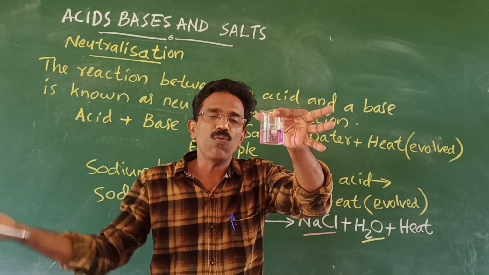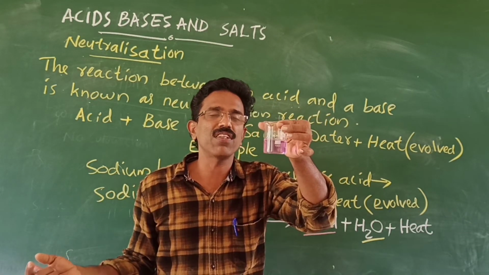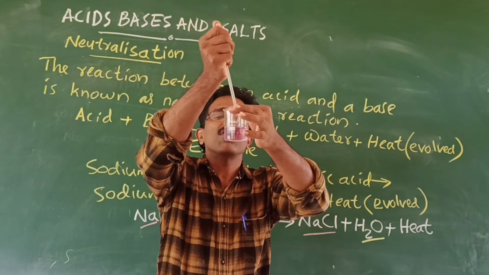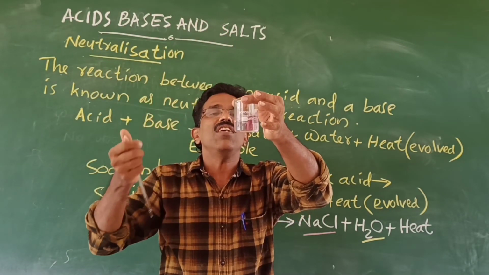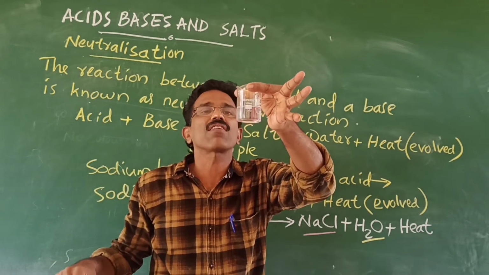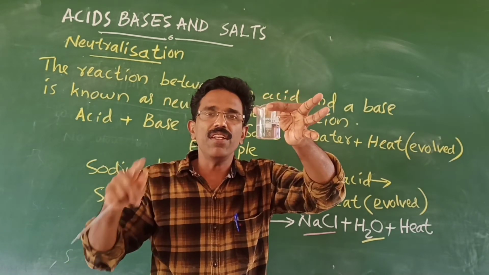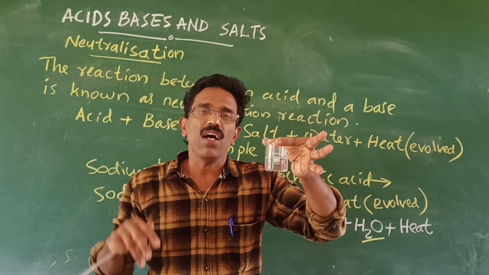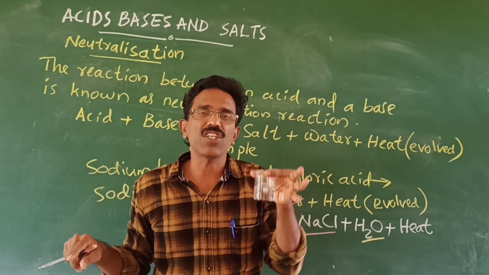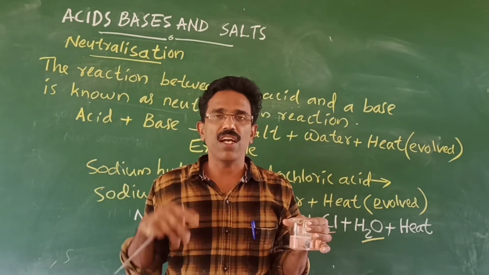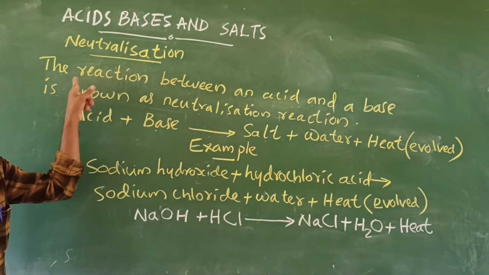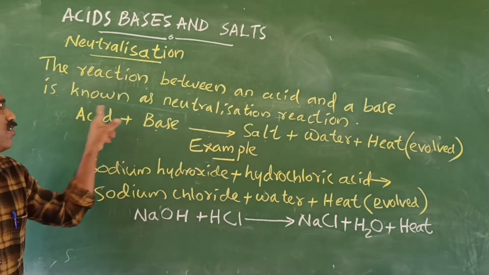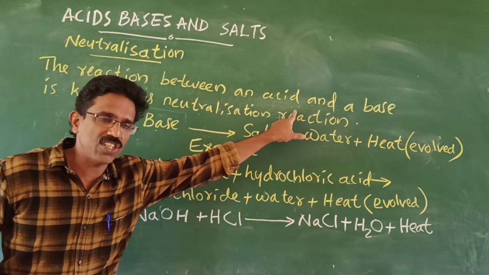Let us add one more drop of hydrochloric acid into it. See, the solution again becomes colorless. Why? Again, the effect of sodium hydroxide is neutralized by hydrochloric acid. This reaction is known as a neutralization reaction. So what is a neutralization reaction? The reaction between an acid and a base is known as a neutralization reaction.